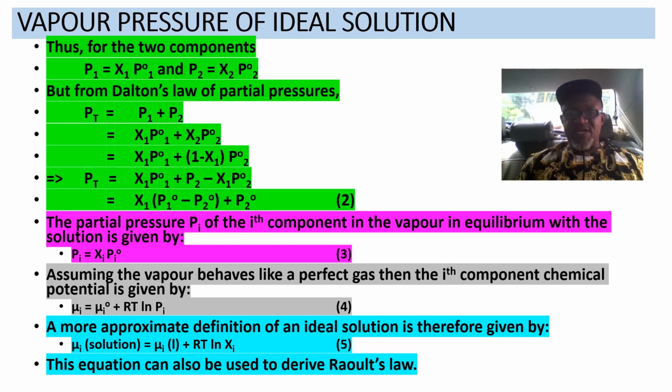Assuming the vapor behaves like a perfect gas, then the ith component chemical potential will be given by equation 4. Therefore, a more appropriate definition of an ideal solution is given by equation 5. That is, the chemical potential of the component in the solution is equal to the chemical potential of the component in the pure liquid plus RT ln mole fraction of that component. This equation can also be used to derive Raoult's law.